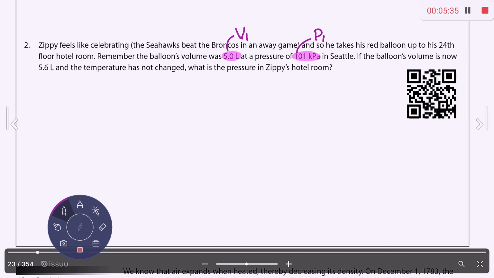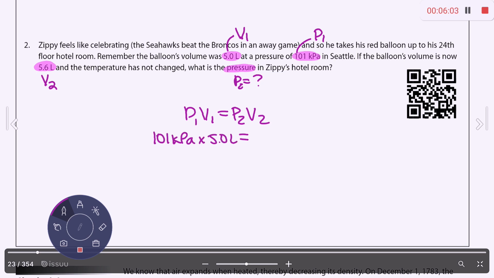The balloon's volume, once it gets to the 24th floor of the hotel room, is now 5.6 liters. The temperature hasn't changed, so we don't have to worry about it. They want to know what the pressure is in that balloon in Zippy's hotel room. So this 5.6 liters would be my V2. P2 is what I'm solving for. So P1 times V1 equals P2 times V2. So you're going to take 101 times 5 equals P2 times 5.6.